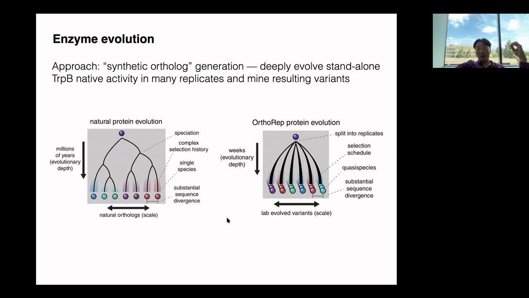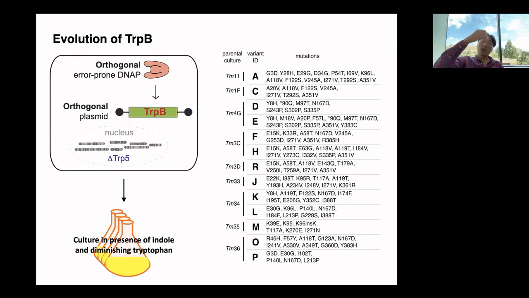And our idea was to basically recapitulate this with Orthorep, where we would do weeks of very rapid evolution, all still selecting on the primary activity of TrpB to make tryptophan. And then we would have lab-evolved variants, because we would do this in many replicates, and those would all be quite different from each other. And then we would look to see if they had new activities. And so here is the evolution experiment setup.